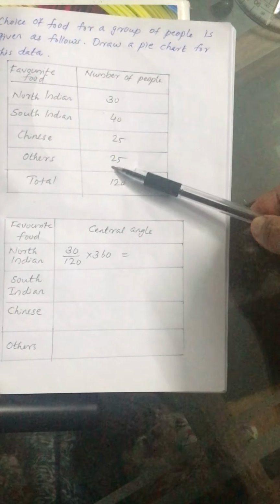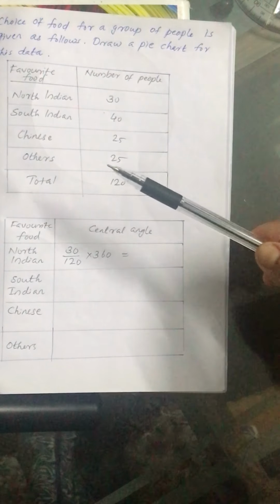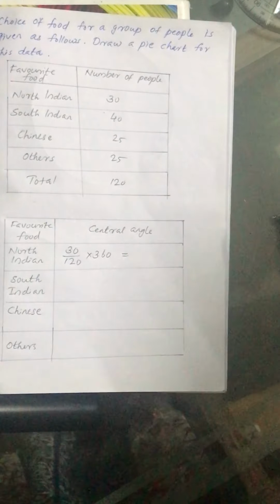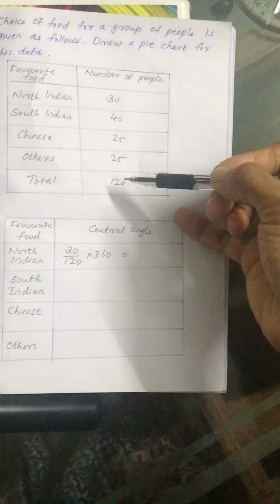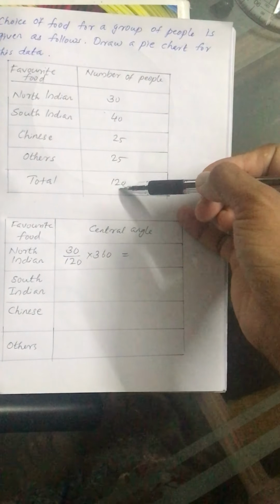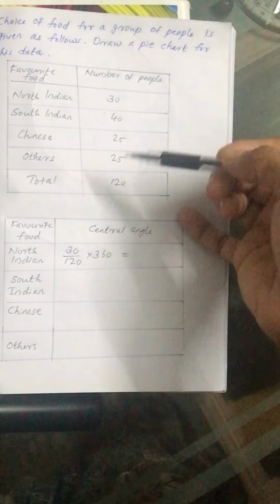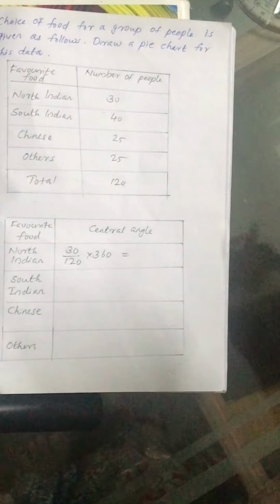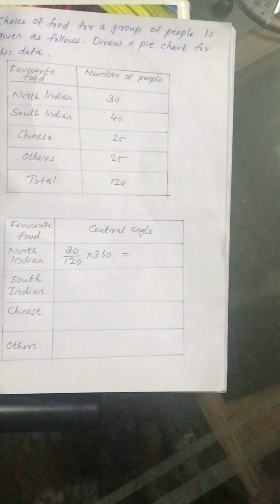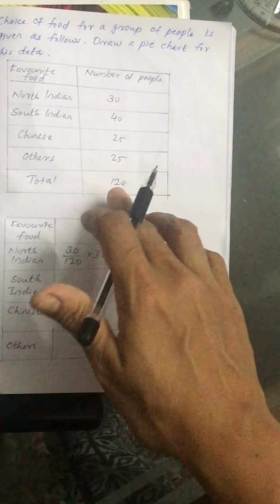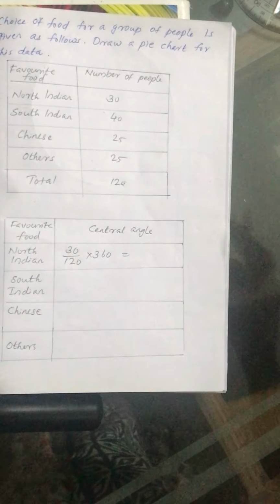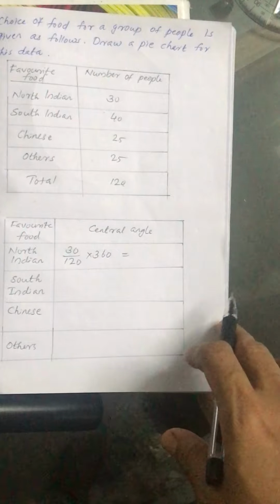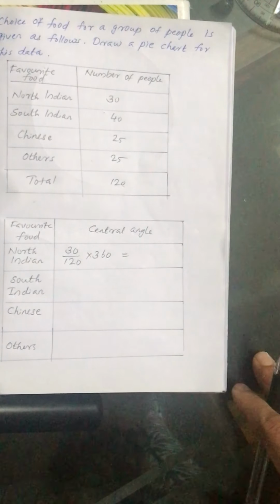When we add these four numbers, we will get 120. So the whole circle represents how many people? 120 people. So for this data we want to draw a pie chart or circle graph. For that also we want to find out the central angle of those sectors.